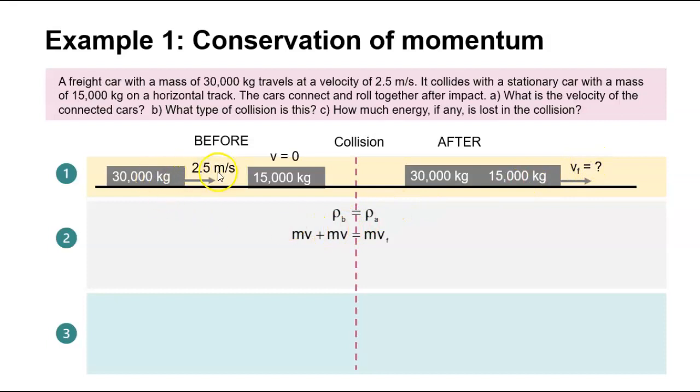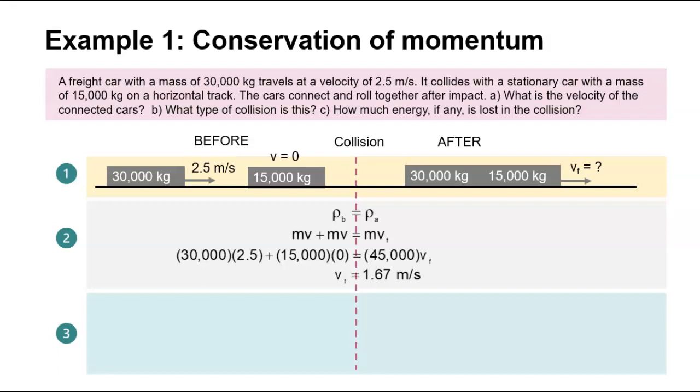Now I'm just going to plug in the numbers that I see in my picture. So 30,000 times 2.5 plus 15,000 times 0 equals, this piece is both masses combined, 45,000, and then the final velocity. Now, later on you might get a little bit lazy or sloppy and might just plug a 0 in here right up front. That's okay, but I'm keeping my work nice and clean. And then I just do my algebra and solve for the final velocity, and I find out that it is 1.67 meters per second.